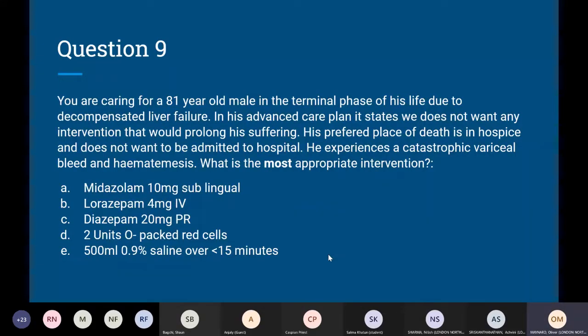So you were caring for an 81-year-old male in the terminal phase of his life due to decompensated liver failure. In his advanced care plan, it states he does not want any intervention that would prolong his suffering. His preferred place of death is in a hospice and does not want to be admitted to hospital. He experiences a catastrophic variceal bleed and hematemesis. What is the most appropriate intervention in this case?